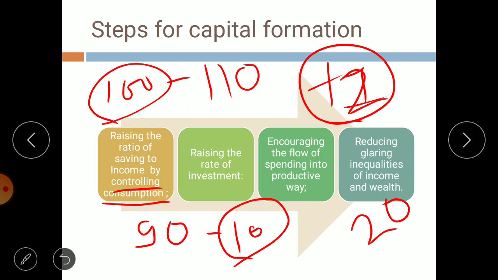Getting it? So why does cloth become costly? Because the government has increased the taxation on clothes. So how can a government control consumption? By charging a higher tax rate. When the government charges higher tax rates, the price of the product increases, which makes it unaffordable for people to purchase, and in that way they are forced to save. Getting it? And when they save, their income will increase. So that will become the first step of capital formation.